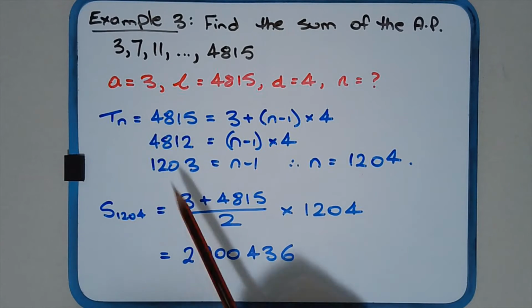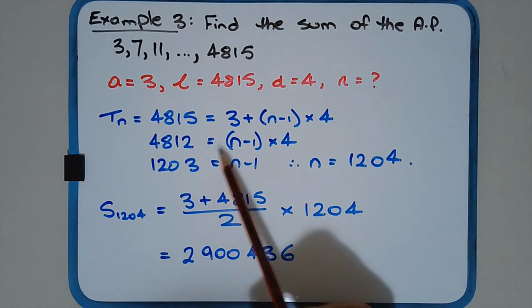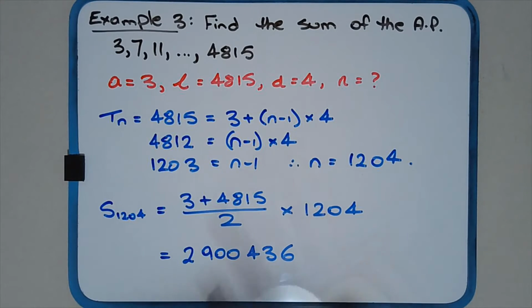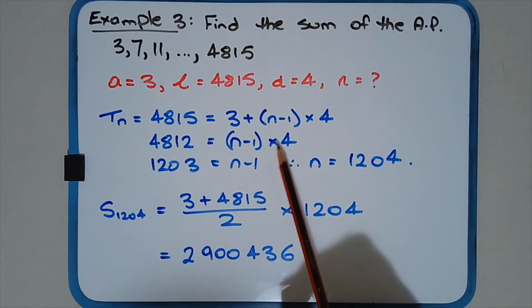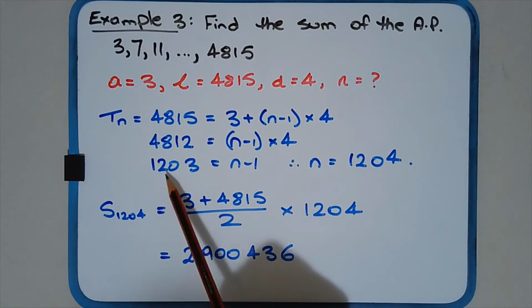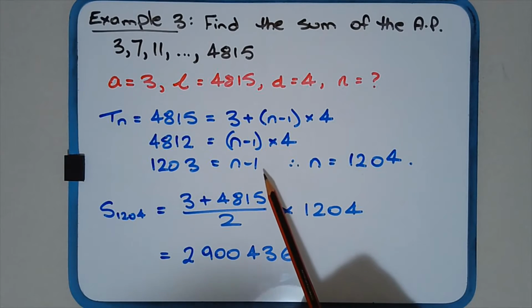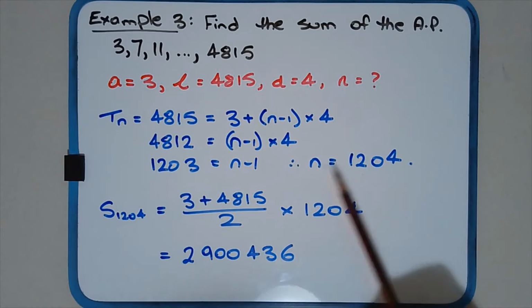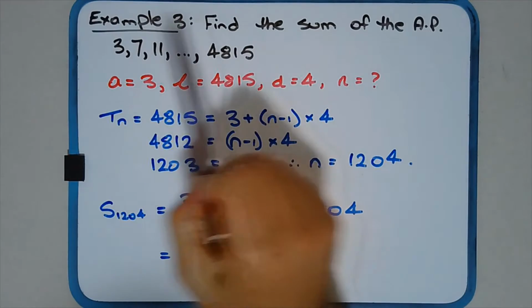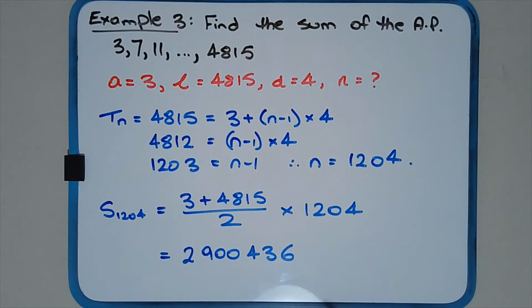Subtracting 3 from both sides, 4,812 is equal to (n minus 1) in brackets multiplied by 4. Dividing both sides by 4, we have 1,203 is equal to n minus 1. Adding 1 to both sides, we have n is equal to 1,204. So there are 1,204 terms in this arithmetic progression that we want to add together.